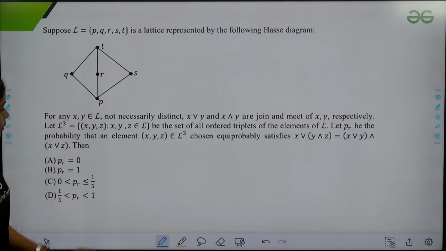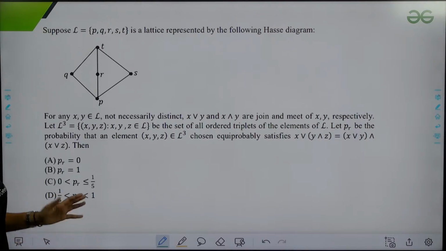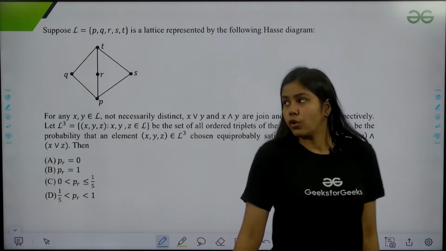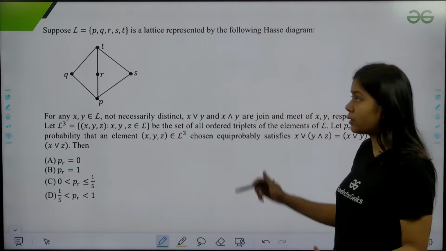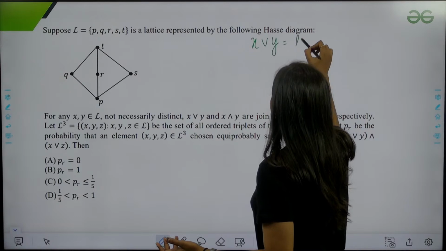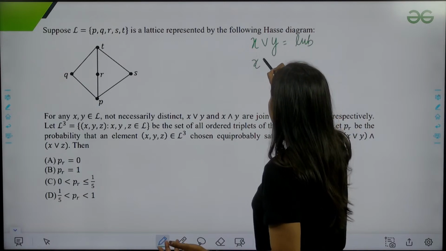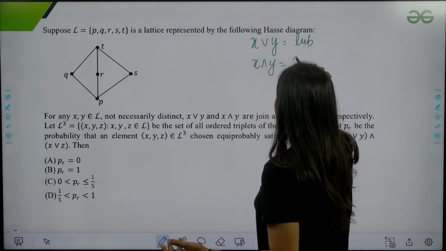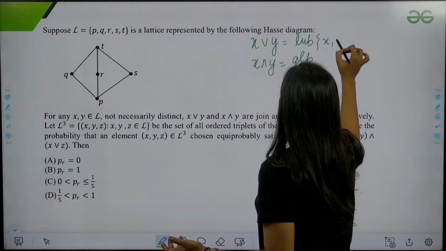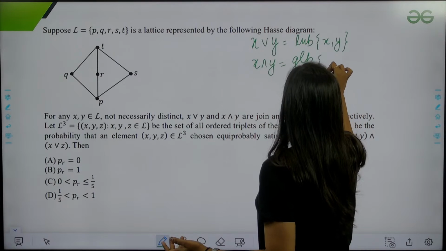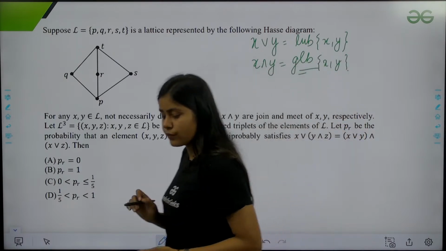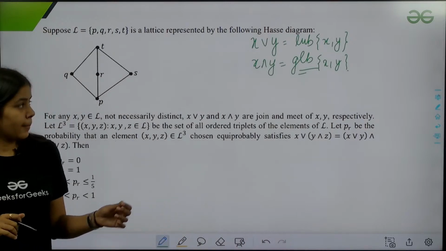For any x, y belonging to L, not necessarily distinct, x ∨ y and x ∧ y are join and meet. What are join and meet? x ∨ y is my least upper bound, x ∧ y is my greatest lower bound, right? Least upper bound of x and y and greatest lower bound of x and y, right? This is my definition of join and meet, right?